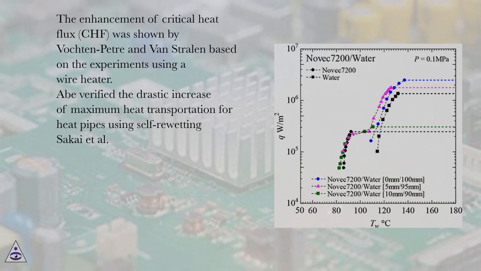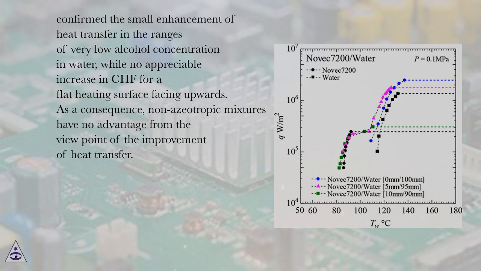The enhancement of critical heat flux, CHF, was shown by Vogten-Petre and Van Stralen based on the experiments using a wire heater. Abe verified the drastic increase of maximum heat transportation for heat pipes using self-rewetting mixtures. Sakai et al. confirmed the small enhancement of heat transfer in the ranges of very low alcohol concentration in water, while no appreciable increase in CHF for a flat heating surface facing upwards. As a consequence, non-azeotropic mixtures have no advantage from the viewpoint of the improvement of heat transfer.